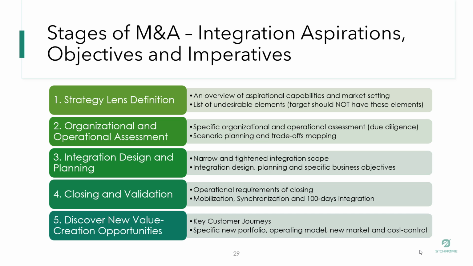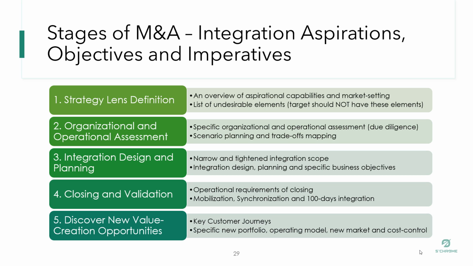As I mentioned in the previous slide, during the strategy lens definition, you look at an overview of aspiration, capabilities, and market setting. You look at some of the undesirable elements. For example, the target should not have certain characteristics. That's as important as what a target should have. So this is your strategy lens definition. Then you talk about the organization and operational assessment. This is where you talk about people, culture, leadership, organization, all of that stuff.